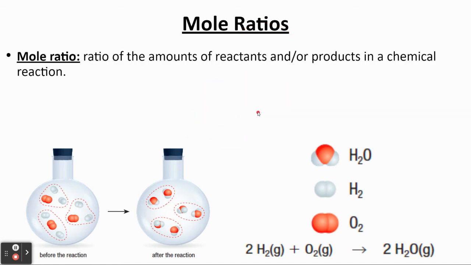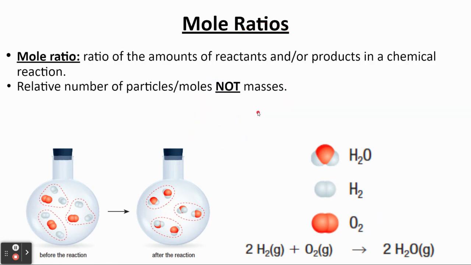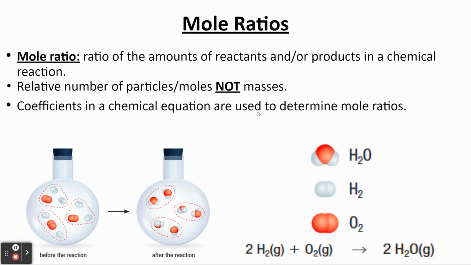So let's take a look at some mole ratios over here. So what is a mole ratio? Because I've said that term a couple times here. It's a ratio of the amounts of reactants and or products in a chemical reaction. Okay, so for example, if we look over here, we have H2 and O2 reacting. They react in this ratio, a 2-to-1 ratio. You have 2 H2 molecules and 1 O2 molecule in this reaction.